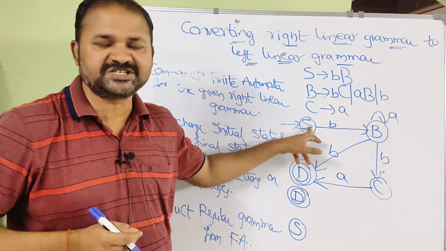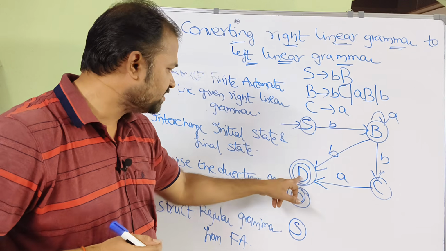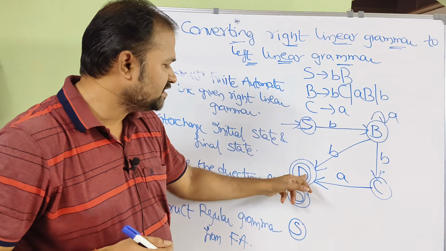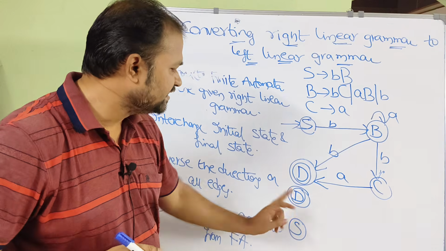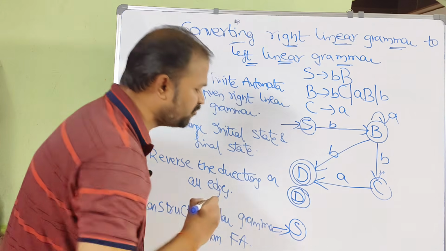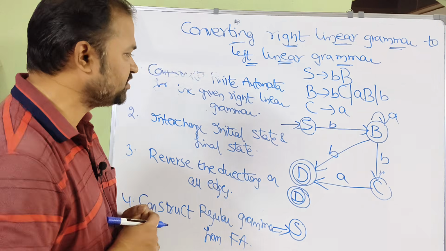So this is the initial state. In place of the initial state, we will get the final state, that is S. Next, this is the final state D. In place of the final state, we will get the initial state. So here, this is the initial state, so the arrow will point towards the initial state.